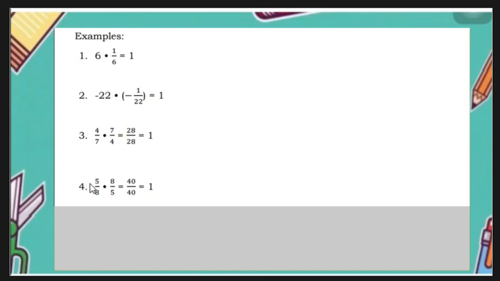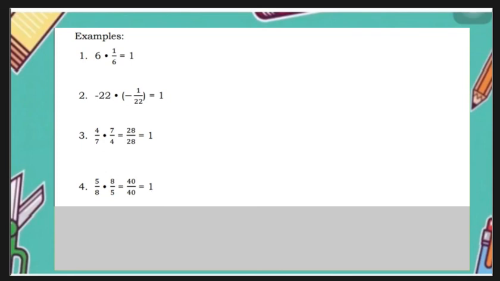Okay? Next, we have 5 over 8. The reciprocal or the multiplicative inverse of 5 over 8 is 8 over 5. Again, multiply numerator to numerator, denominator to denominator. So 5 times 8 is equal to 40, and 8 times 5 is equal to 40, and 40 divided by 40 is 1. Okay? Is that clear? Okay.